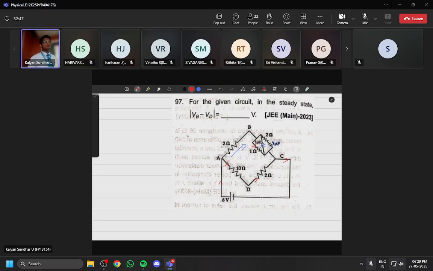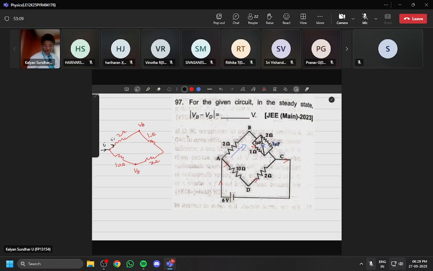Now if we redraw the circuit, how will it look? This is 2 ohm, and on this side only a single 1 ohm is crossed. And below we have 10 ohm and here we have 2 ohm. And this is VB and this is VD. This is what they are asking us to find, correct? When finding it, how will the current split here? This will be I1 and this will be I2. Correct? How will you find the potential difference?